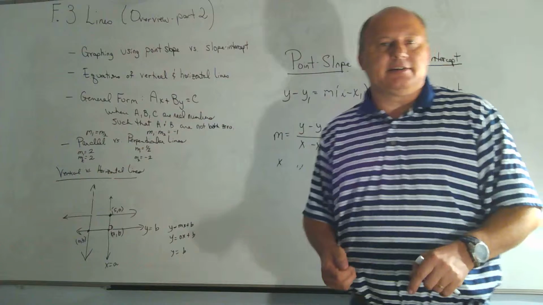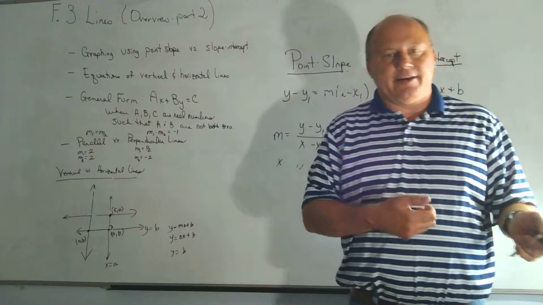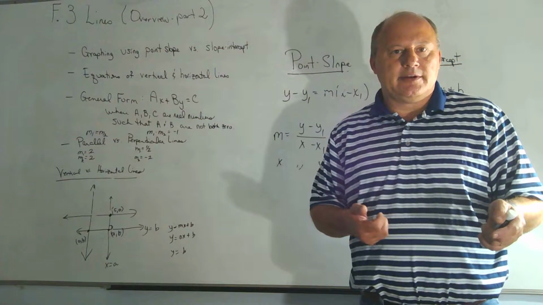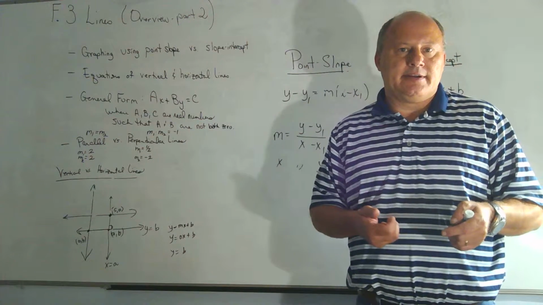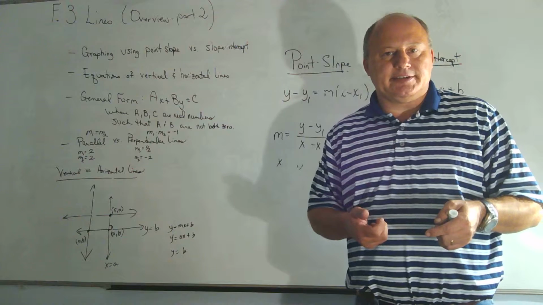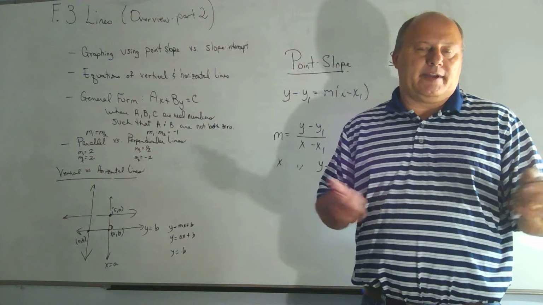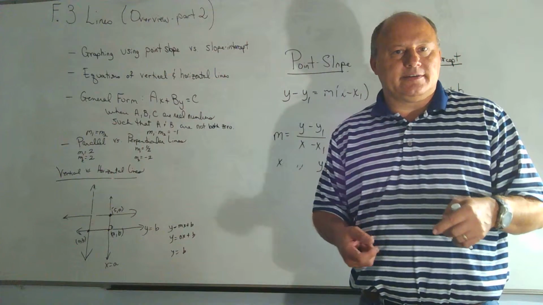Parallel is easy, because whatever one is, the other one is. You're like, well, what happens if they're not equal? Then they're not parallel. What if they're not negative reciprocals of each other? Then they're not right angles. But then what is it? Well, there's just two lines that are crossing.